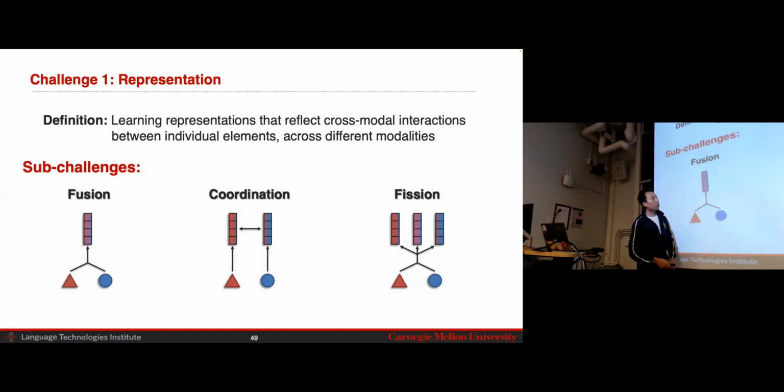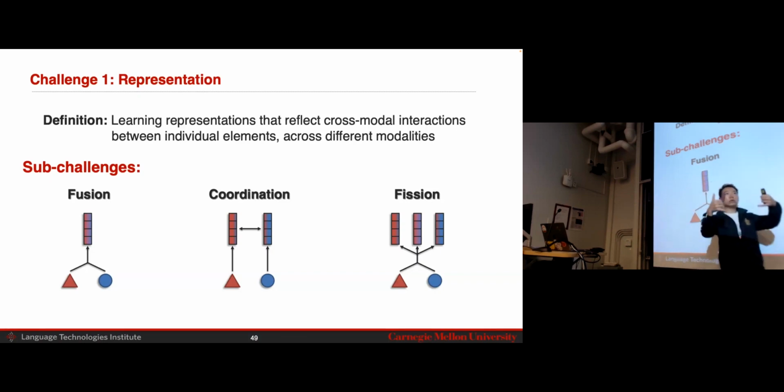All right, I'm going to wrap up. So we've seen representation, a big topic in multimodal, perhaps the challenge you're going to see in any multimodal task. Looked at fusion, coordination, and fission. Fusion is all about combining elements from modalities into one representation, taking into account the different ways they interact with each other. Coordination is about learning 2 separate representations.